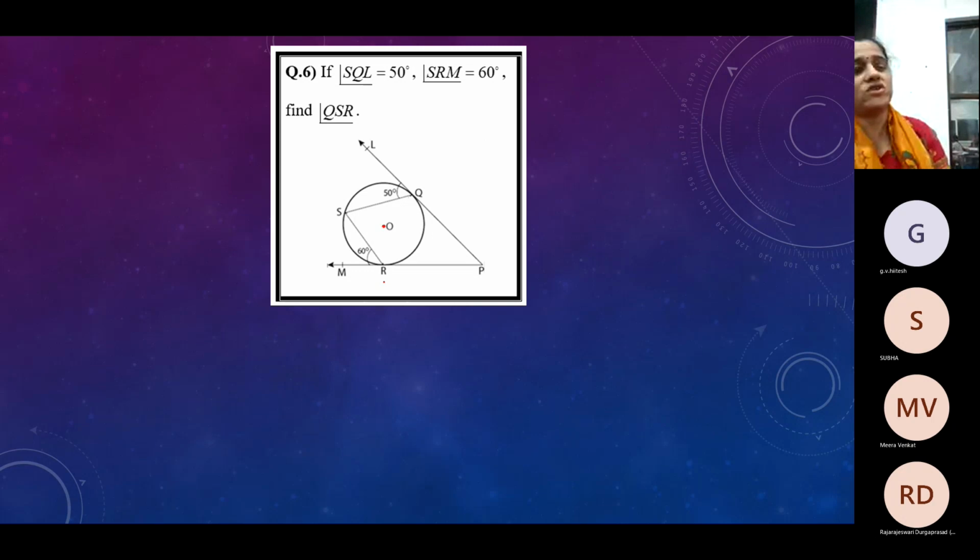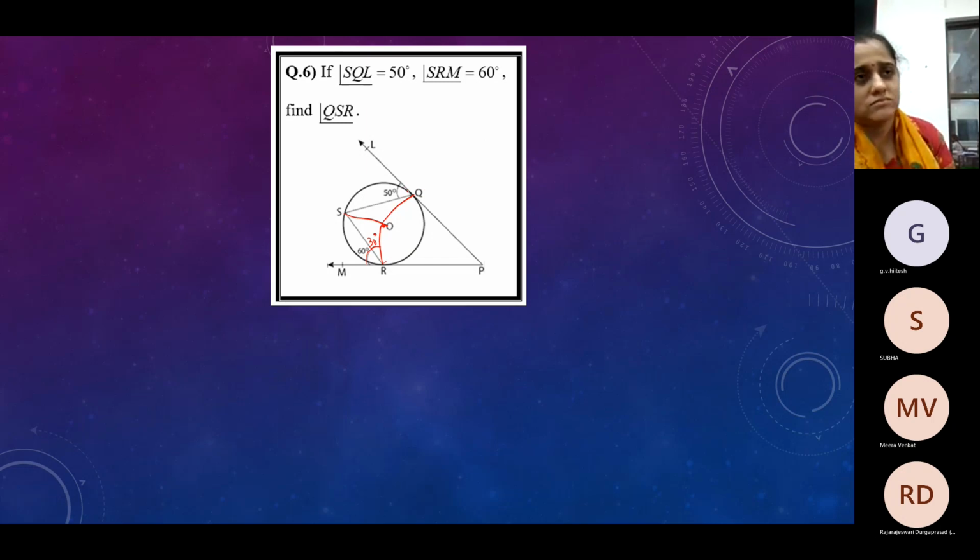Deepika, start. Construction. Join what? Loudly. Join OR, OQ, OS. Join all of these. Okay, very good. Then, radius and the tangent, so ORM is 90 degrees. Correct. ORS makes 30 degrees.